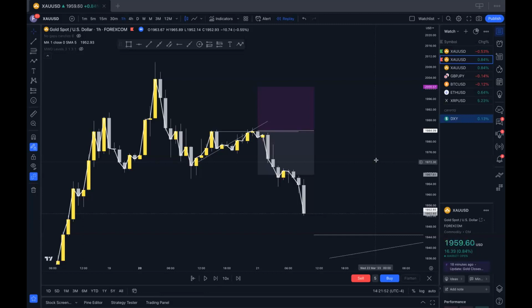It's not consistent. Yes, you can get good trades. Yes, the price will react from fair value gaps, but it's not something consistent.